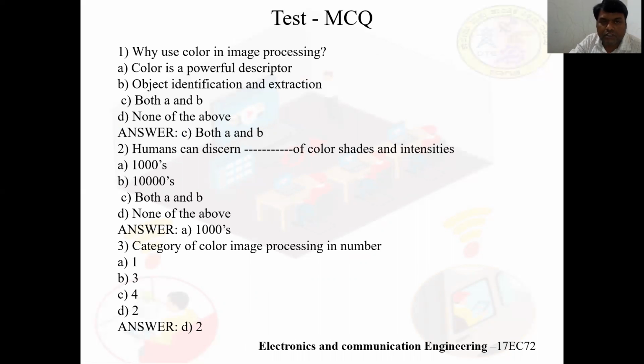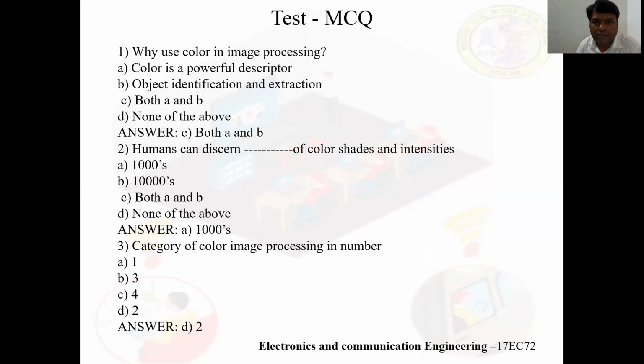We'll go for multiple choice questions now. Why use color in image processing? Options: color is a powerful descriptor, object identification and extraction, both A and B, none of the above. So what is the answer? Both A and B.